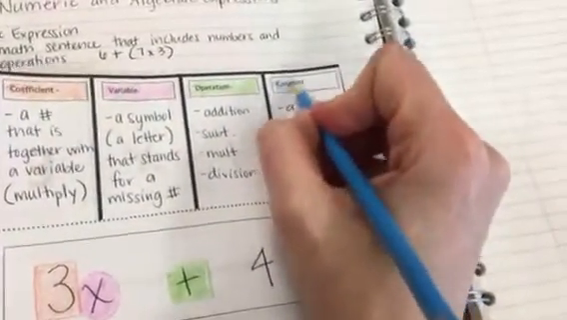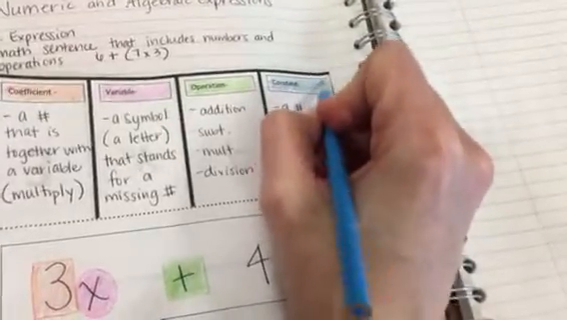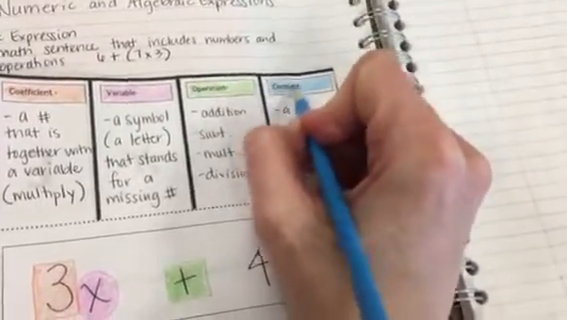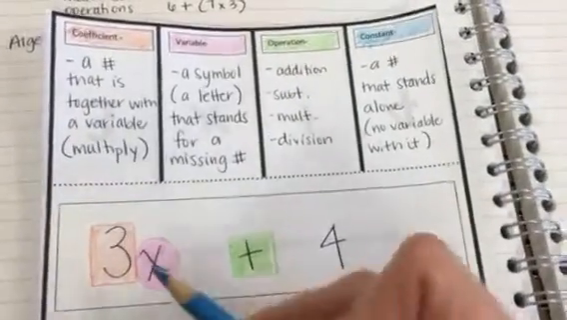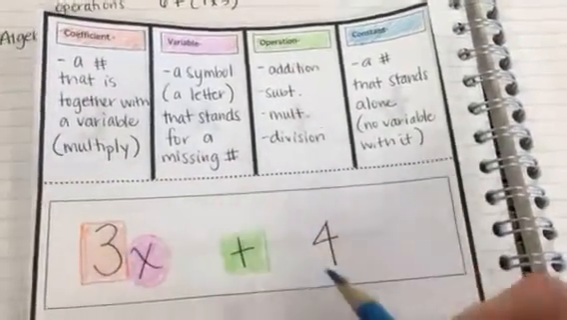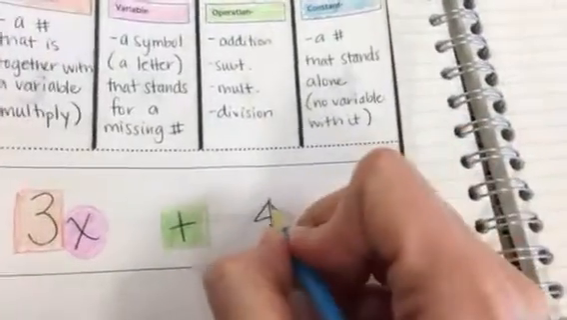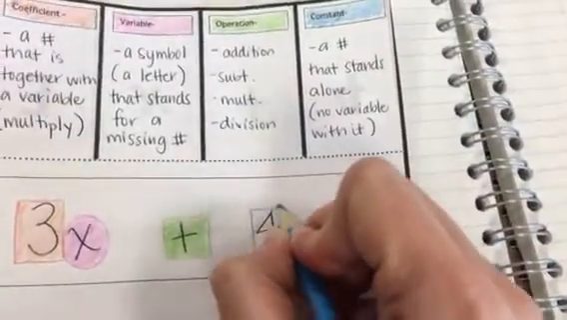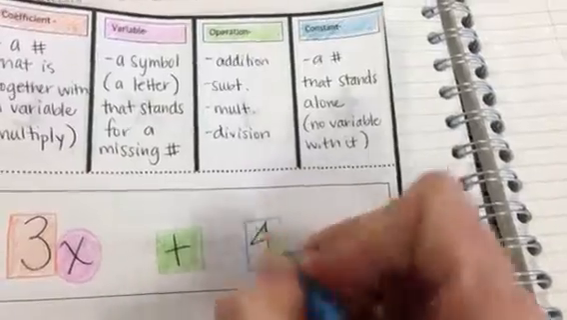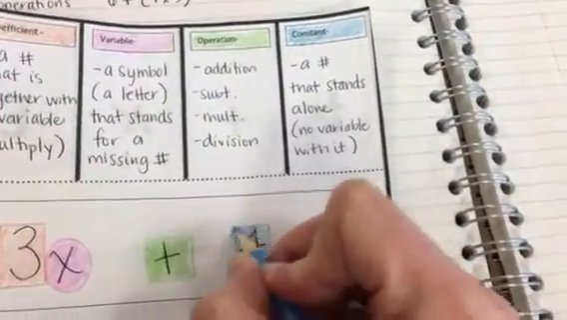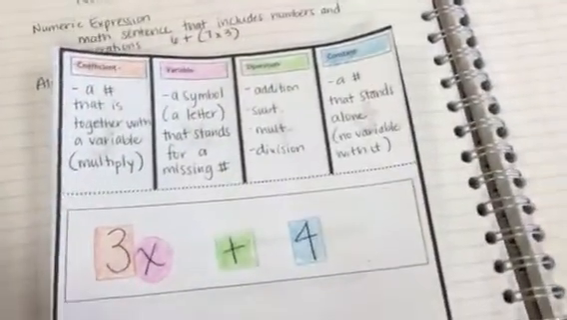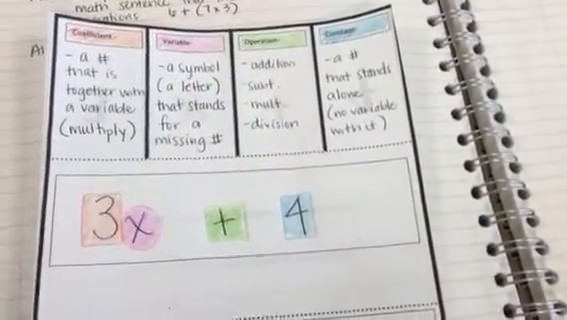And then I'm going to grab another color, and I'm going to look for a constant. And a constant is a number that stands alone. It's not in a coefficient setting. It stands all by itself, so that means that this is my constant. So there's the basic things that need to be color coded.